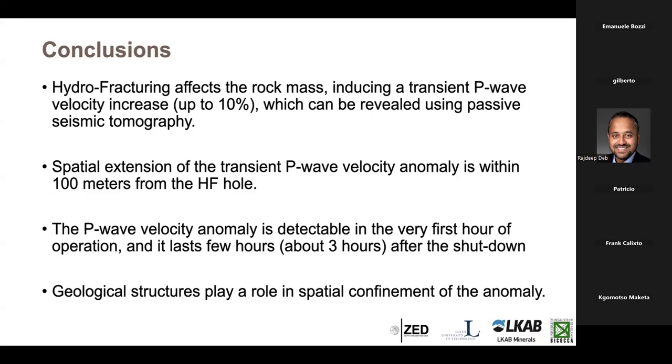So the P-wave velocity anomaly is detectable in the very first hour of the operation, and then it lasts a few hours, about 3 hours after the shutdown of the hydrofracturing operation. And we saw with hydrofracturing hole 7 that the repeated operation can produce a longer decrease in time. So at some point, when they were repeating the hydrofracturing operation in the same hole for more days, the anomaly was not fully decreasing during the night, but was still there. And then it was only disappearing at the very, very end of the last hydrofracturing operation.